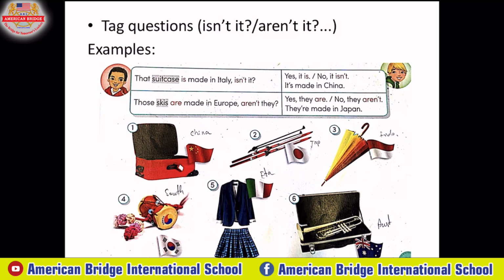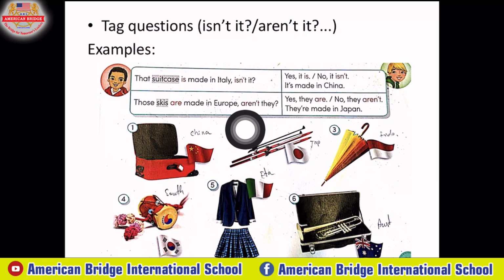Yeah. So if you don't want to ask the question like this, you can make the positive statement like that: the suitcase is made in Italy, and then you add a tag question, isn't it? Okay, now let's move on to another one. Those skis are made in Europe. Yeah, okay, so those skis are made in Europe, aren't they?